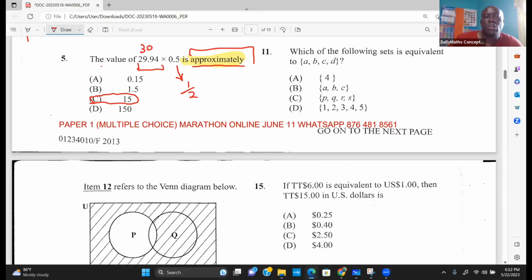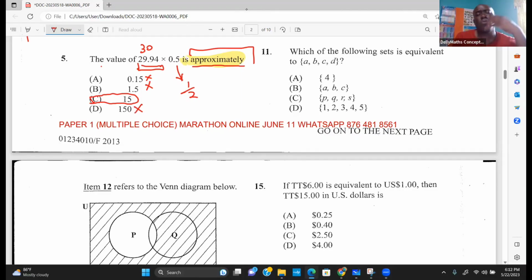So when you look at this, you're saying this is almost 30. It's not, but approximately it is 30. So half of 30 is approximately 15. We're not saying it's 15, but 15 is the closest to the answer. The answer is about 14 point something, but what is closest to it? The closest is 15, because it could not be 0.15, could not be 1.5, and definitely could not be 150.